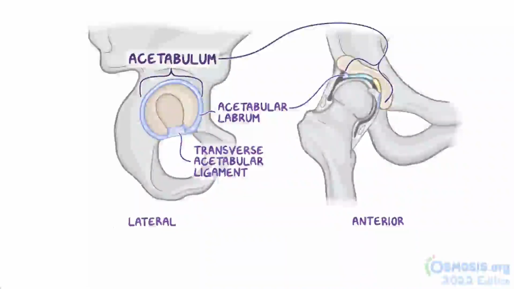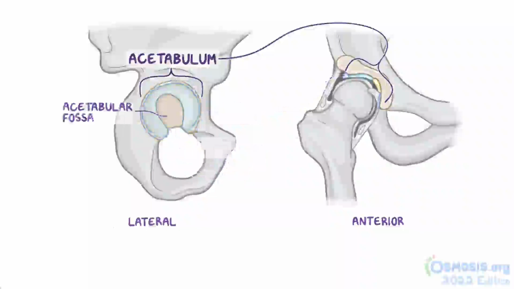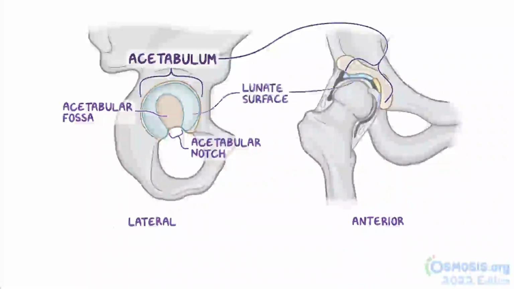There's also a rough depression in the floor of the acetabulum, the acetabular fossa, right above the notch. These two structures, the acetabular notch and fossa, are surrounded by the thick and smooth lunate surface, the articular surface on which the head of the femur slides.